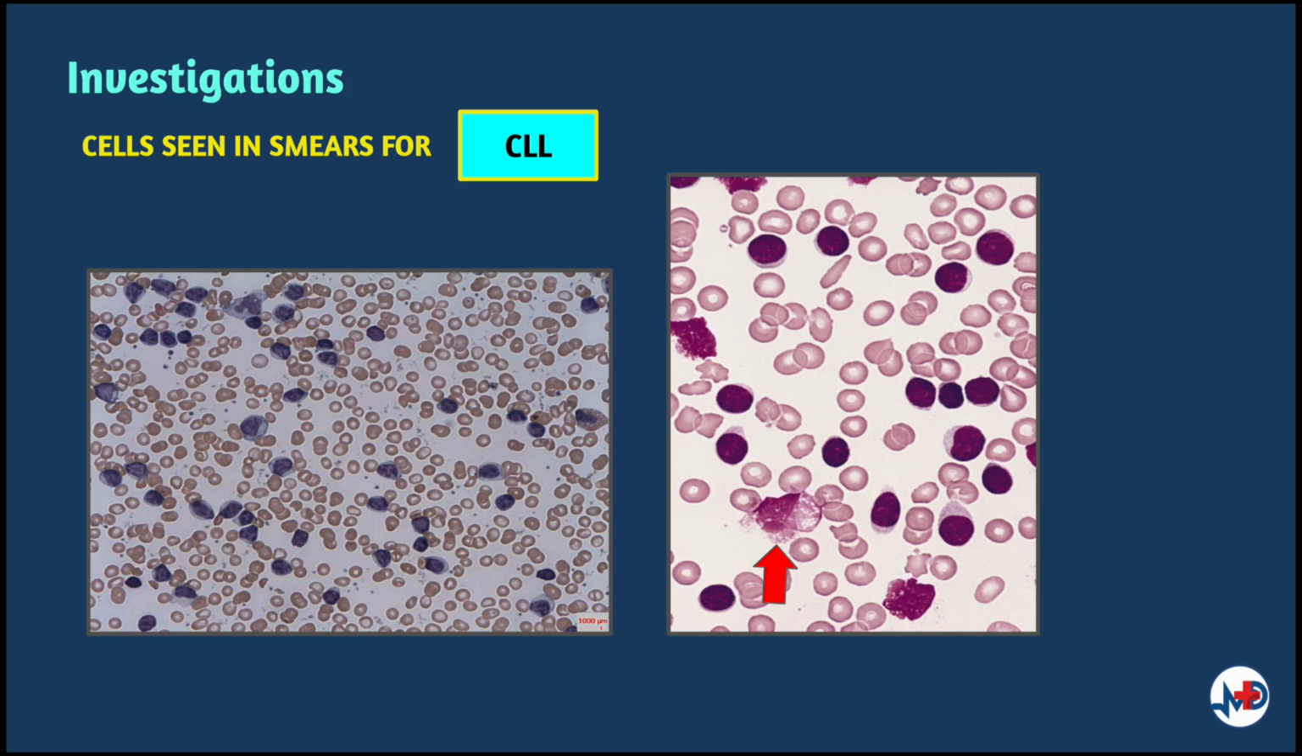In chronic lymphocytic leukemia, a smear would show predominantly lymphocytes, smudged cells such as the arrow on the image on the right.